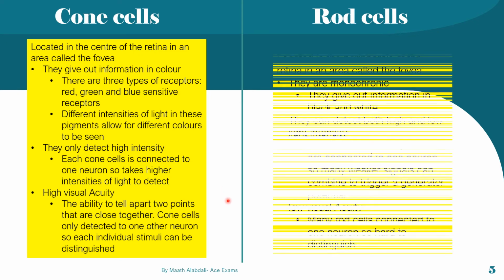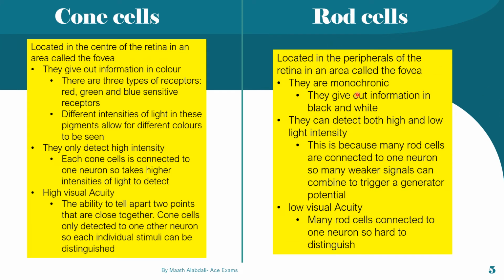Okay, let me just move to the rod cells and I'll explain. The rod cells are located in the periphery of the retina, and of course they are much more abundant than the cone cells. This is because they are monochromatic. So rod cells are monochromatic.